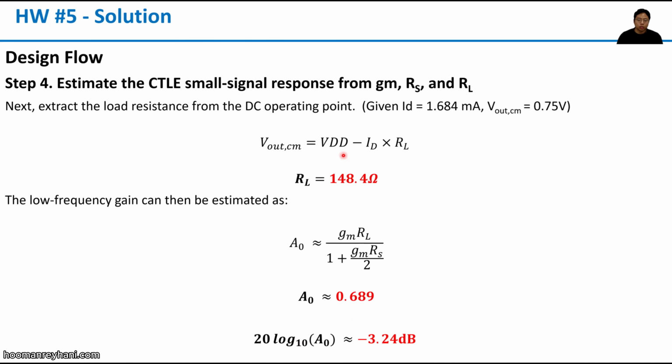Using the supply voltage, the output common mode voltage, and the branch current, we can calculate the load resistance to be approximately 148 ohms. And then using the first order gain equation, we can estimate the low frequency gain of about 0.7, which corresponds to minus 3.24 dB in the dB scale.